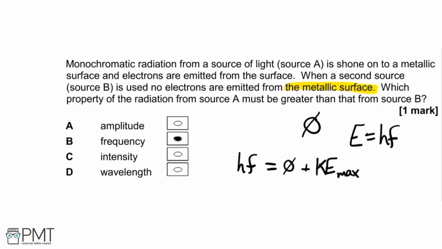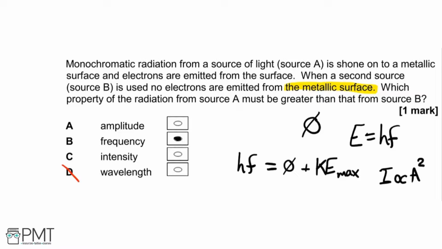Now, just to go through why it's not the other answers, it can't be wavelength because frequency is inversely proportional to wavelength. So answer D is incorrect. And in terms of amplitude and intensity, well, there's an equation that relates both of those together. So if we can prove that one of them is wrong, we can actually prove the other is wrong. So if I just write that down first of all. Intensity is proportional to amplitude squared.